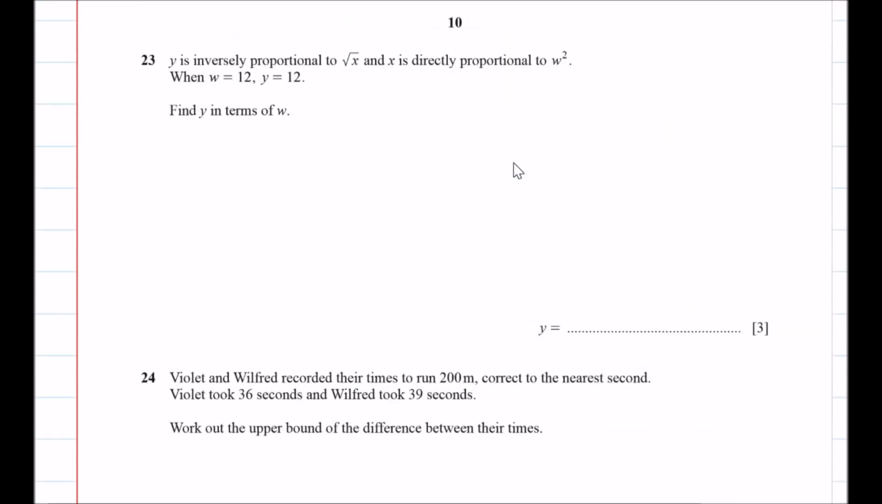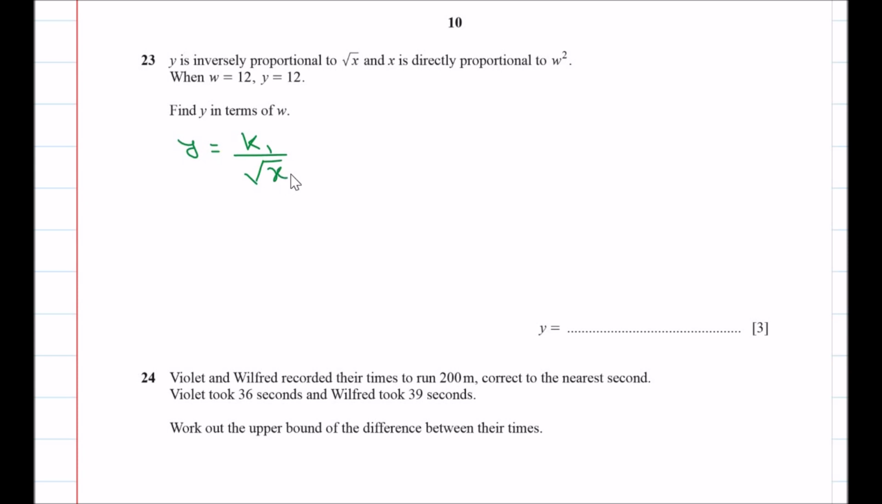Okay, next part. Question number 23. y is inversely proportional to root x and x is directly proportional to w square. When w is equal to 12, y equal to 12, find y in terms of w. So let us write one part at a time. y is inversely proportional to root x. So we can write y equal to, as it is inversely proportional, a constant k1 divided by root x.